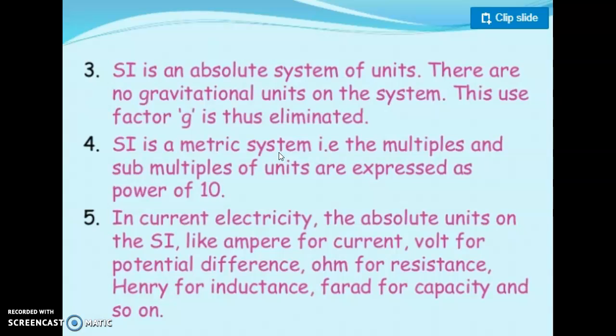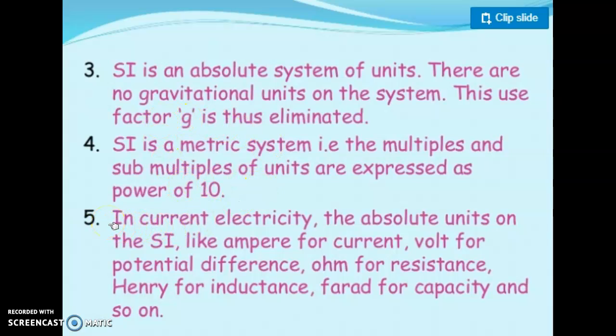Fourth, SI is a metric system. Here we convert any unit into another unit simply by multiplying by powers of 10. For example, to convert kilometer into meter, we just multiply by 1000. To change meter into centimeter, we just multiply by 100, that means 10 raised to power 2. So that's why it is a metric system of units.